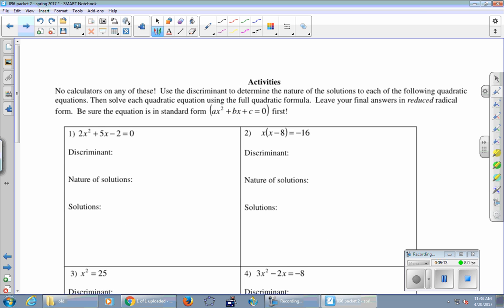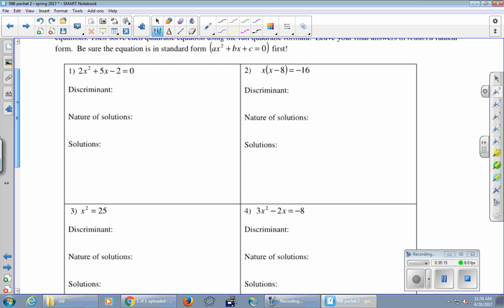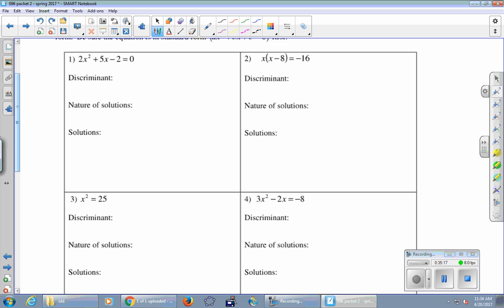Let's jump to the activity here. I know the activity is usually you guys on your own. Let's just do one of these together, just so we can see what they look like. Okay, we are going to do number 4 together. Let's take a look at 4.